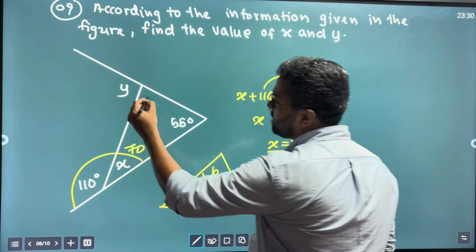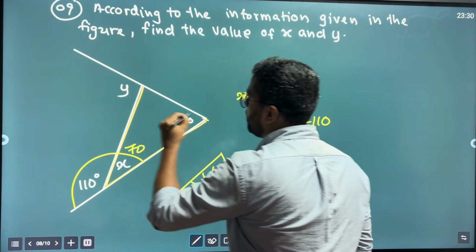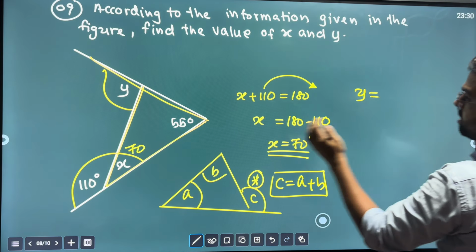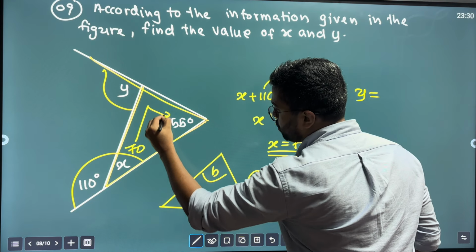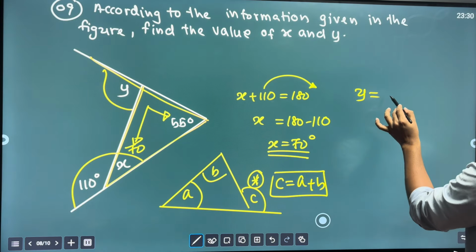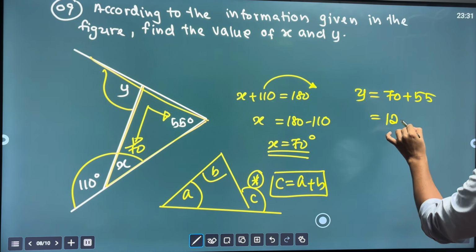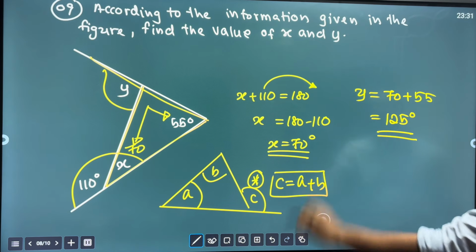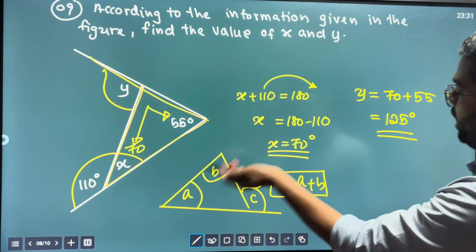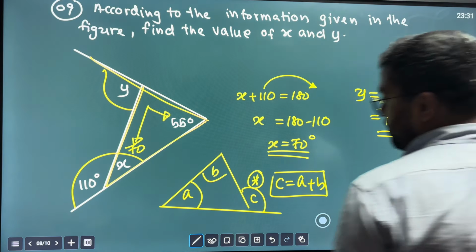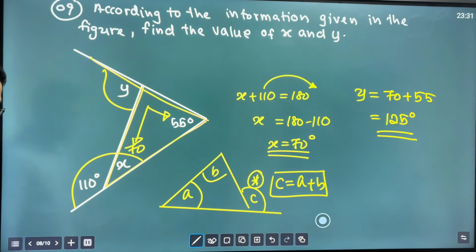Can you apply the same theorem for this particular triangle? Y is an external angle. The value of y is equal to the sum of the two interior opposite angles. 70 plus 55, so y equals 125 degrees. Very easy, right? So x is equal to 70 degrees and y is equal to 125 degrees. Clear? Let me move on to the next question.